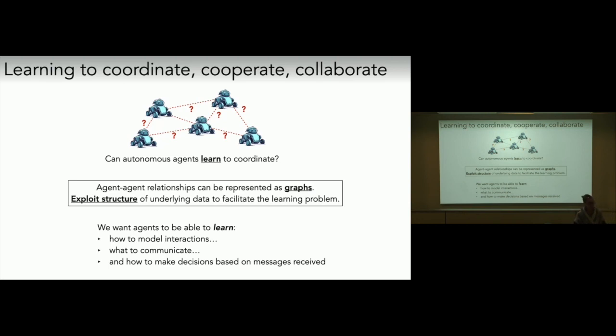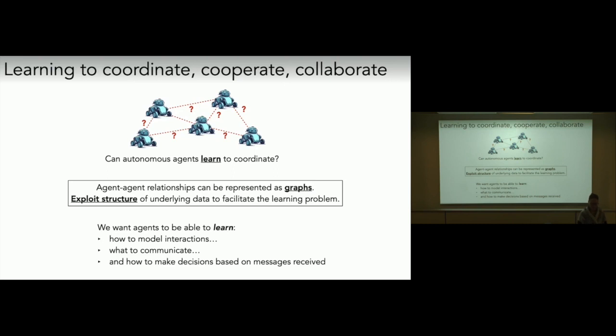And that really helps us design the learning architectures. So once we've done that, what is it that we actually want to learn? Well, we want the agents to be able to model the interactions with other agents. We want them to learn what they're supposed to be communicating in different situations as a function of the underlying downstream task. And we want them to be able to make decisions based on the information that they received or based on these interaction models that they have conceived a priori. So that's the overarching goal.